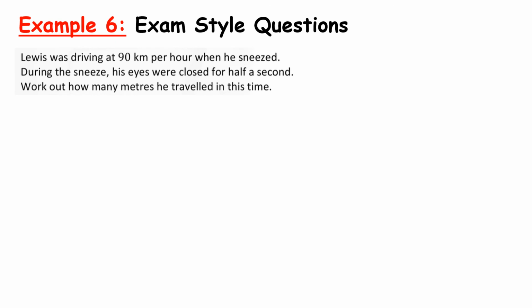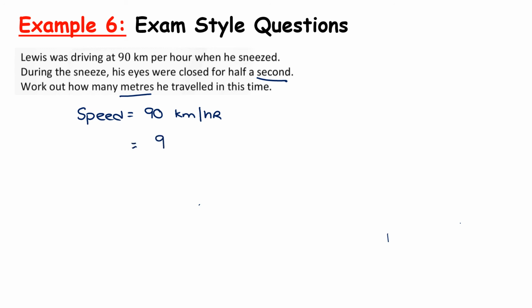So example 3, Lewis is driving at 90 kilometers per hour when he sneezes. During this sneeze, his eyes were closed for half a second. Work out how many meters he traveled in this time. So this was a higher level question, and although quite short, there's quite a lot in it. So let's take out what we know. Our speed is 90 kilometers per hour. However, they're talking about seconds and meters. So the first thing we're going to do is we're going to convert.